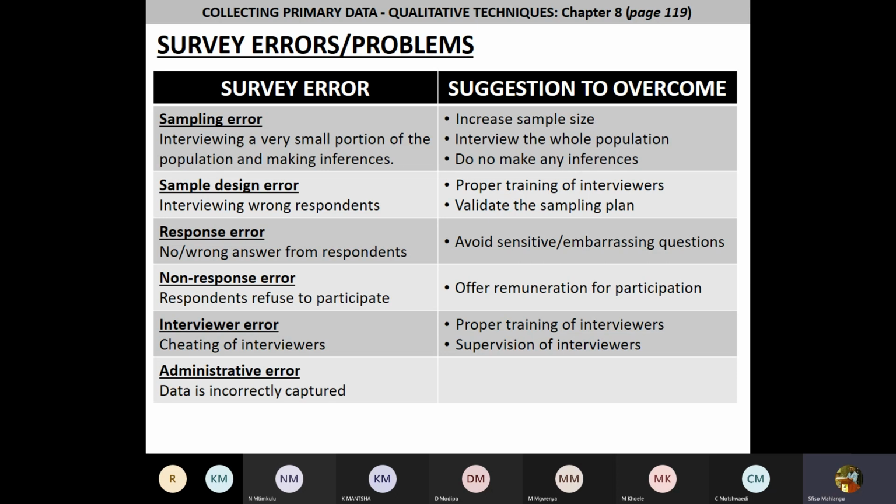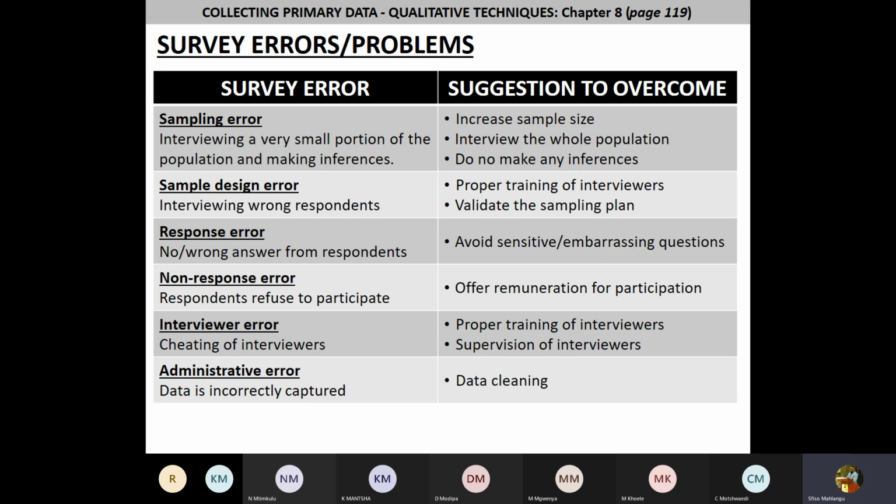Administrative error is where we incorrectly capture the data. For example, respondents indicated that they buy 9 products, or 9 as a number, but when we capture it, we enter it on the Excel and type 6, for example, or it's 52 and we type 25. How can we avoid that error?